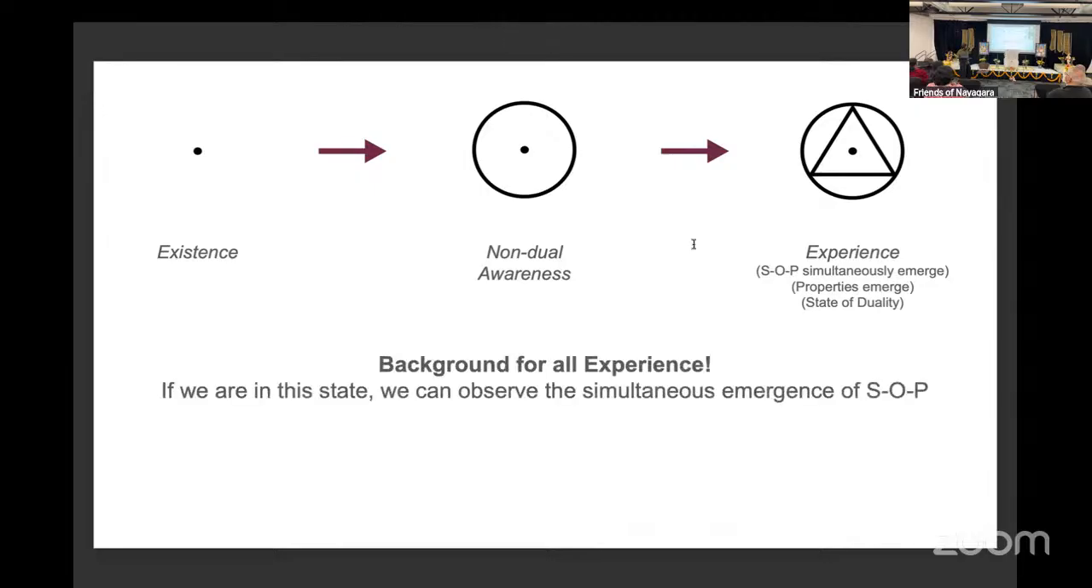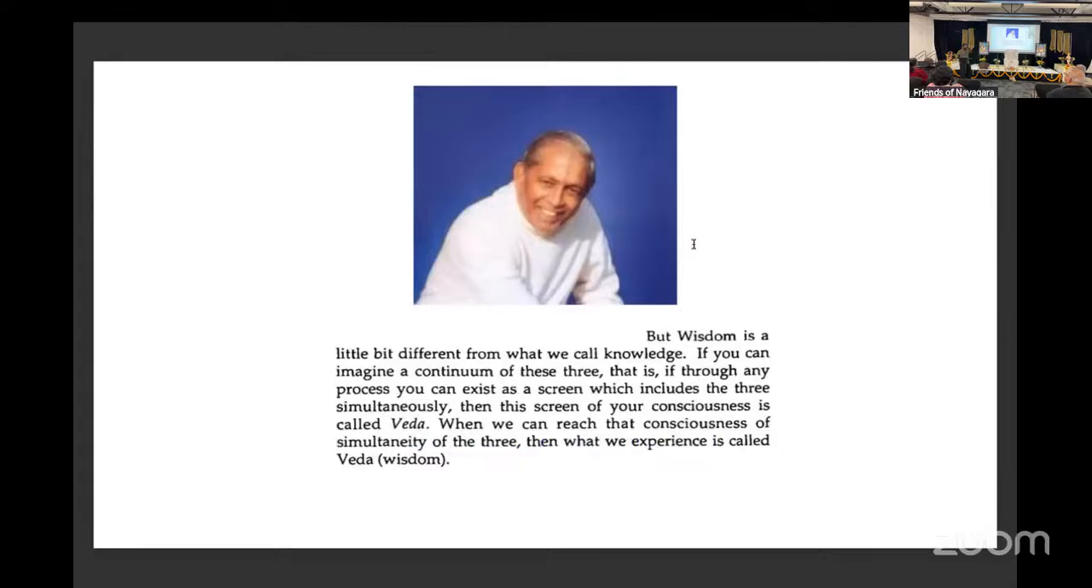So this you can call the background for all experience, if you like, because all experience happens on it. Right? Now, if you are in this state, we can observe possibly the simultaneous emergence of subject, object, predicates. So you can see how experiences emerge. And this, I would presume, is the state of wisdom or Veda. Right? Now let's read the same sentence.